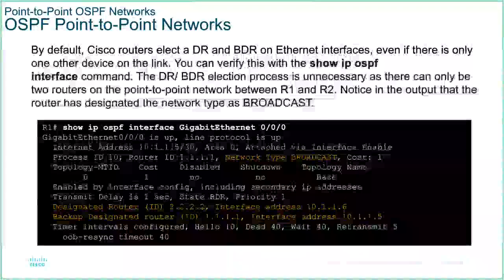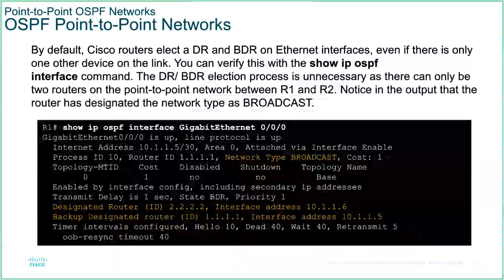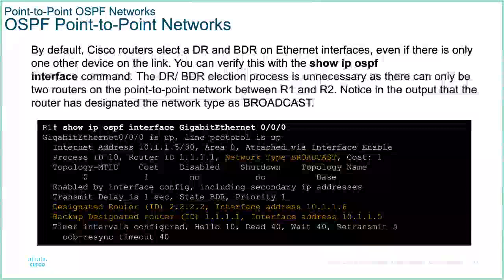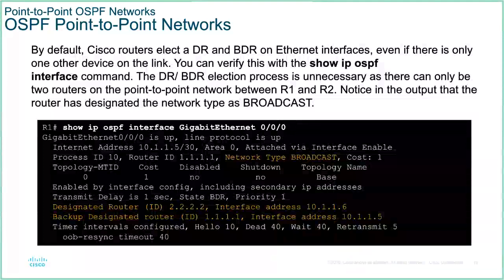So within the process of a point-to-point network, we do not have to have an election to decide who's the designated router and who's the backup designated router, but it does have to decide which one's going to talk first. In other words, send its updates.